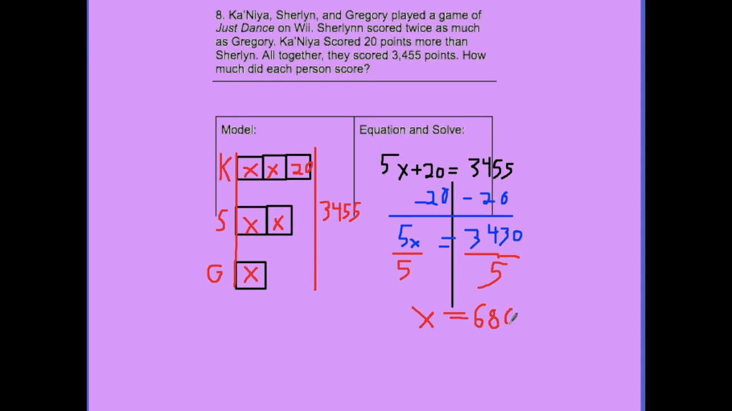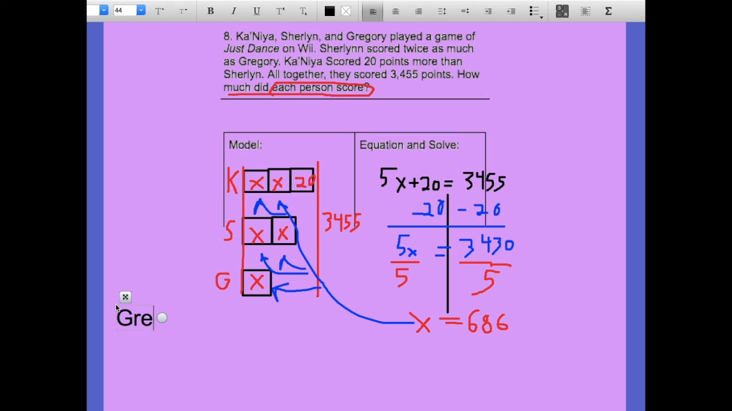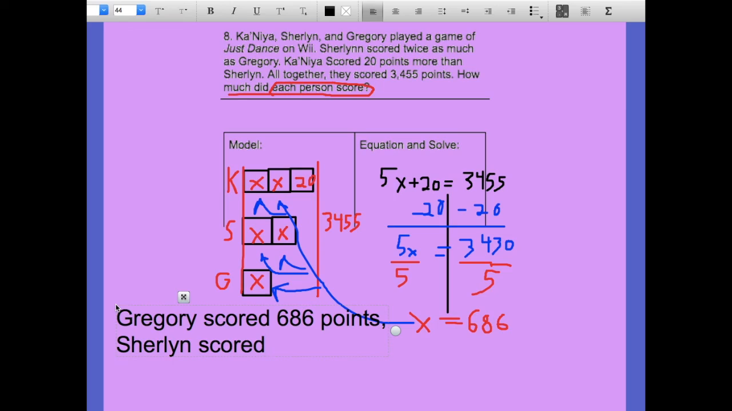Remember, this isn't the final answer. Look back at the question. How much did each person score? So this 686, this goes in for every time we have x. So I know Gregory's got 686, but Sherlyn's got that times 2. So let's go ahead and figure out how much they have. We're going to say Gregory scored 686 points. Sherlyn scored, and what's 686 plus 686?